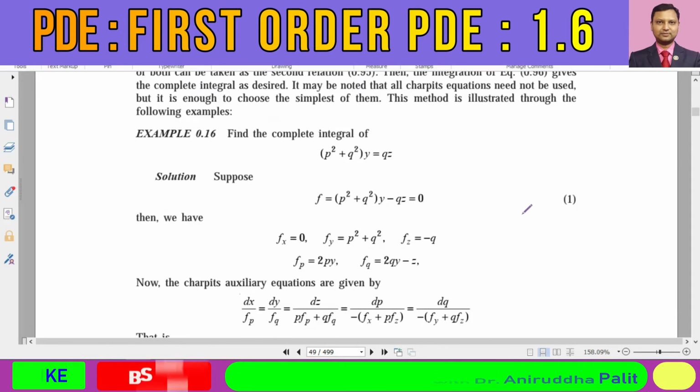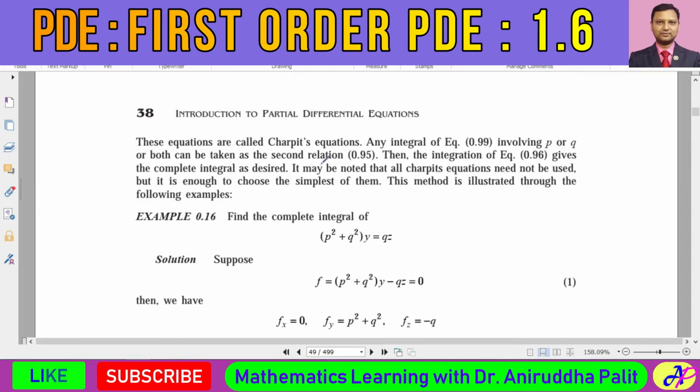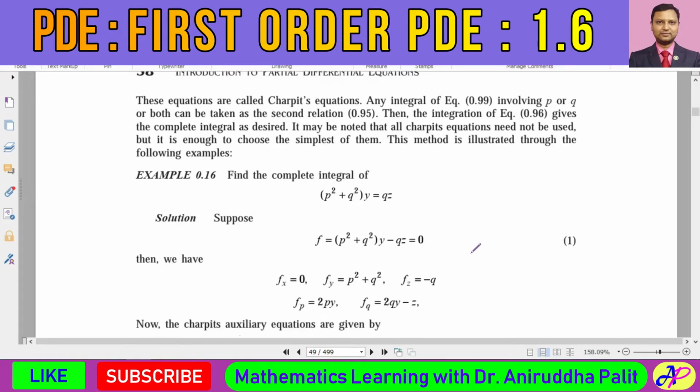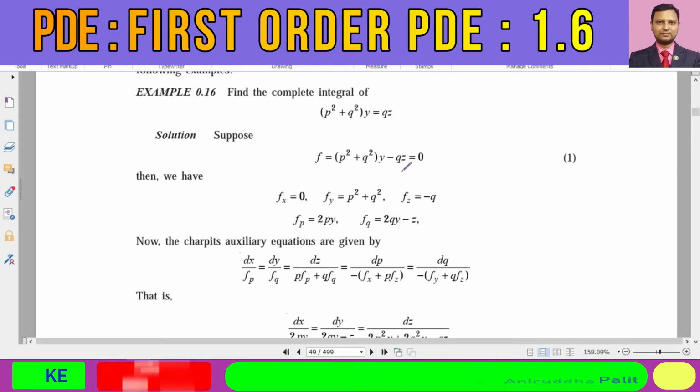It is particularly mentioned over here. You can see that it may be noted that all the Charpit's equations, these equations are called Charpit's equations, need not be used. We will have to find the simplest of all these solutions. Let us discuss an example from this portion.